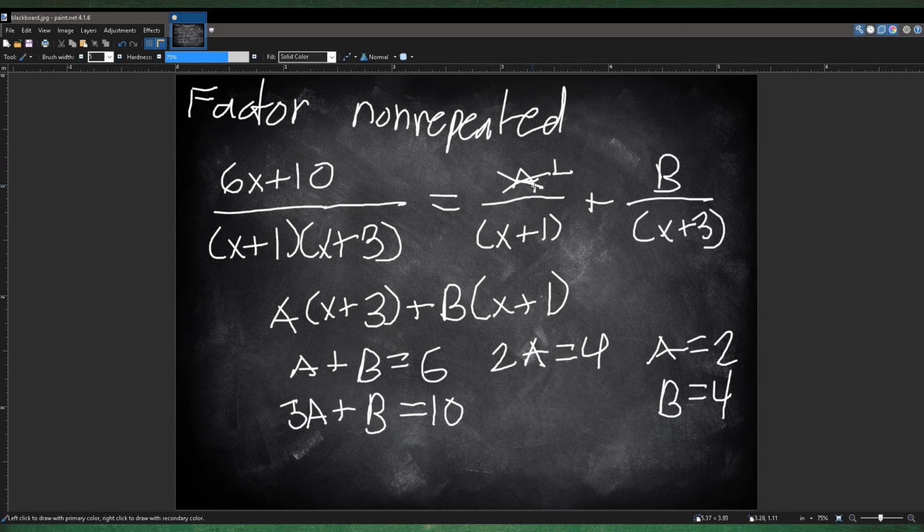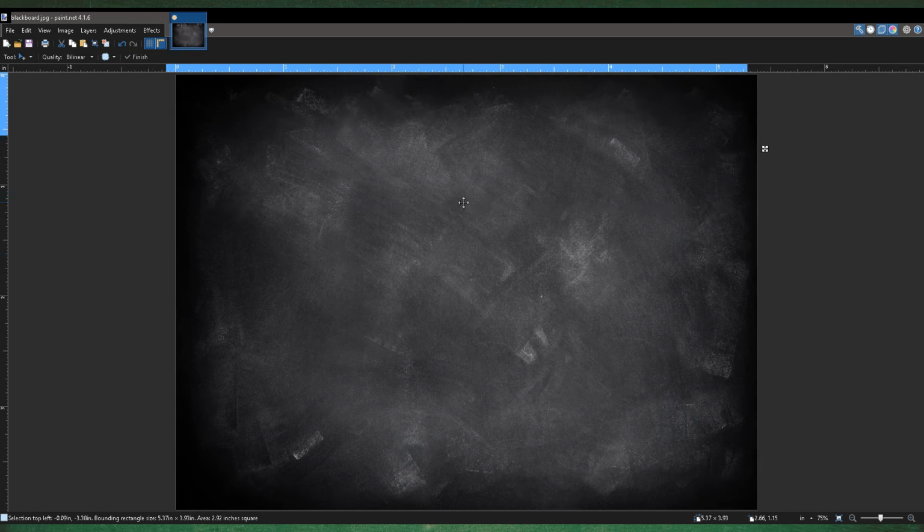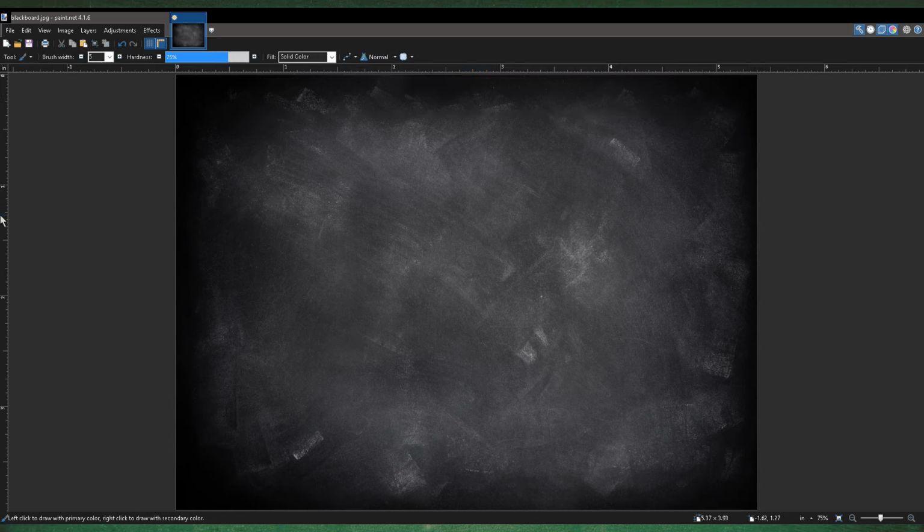This would be 2, and this would be 4. And that's how you do the non-repeated factors, if it's only one of each. So now let's do the factors when they are repeated.